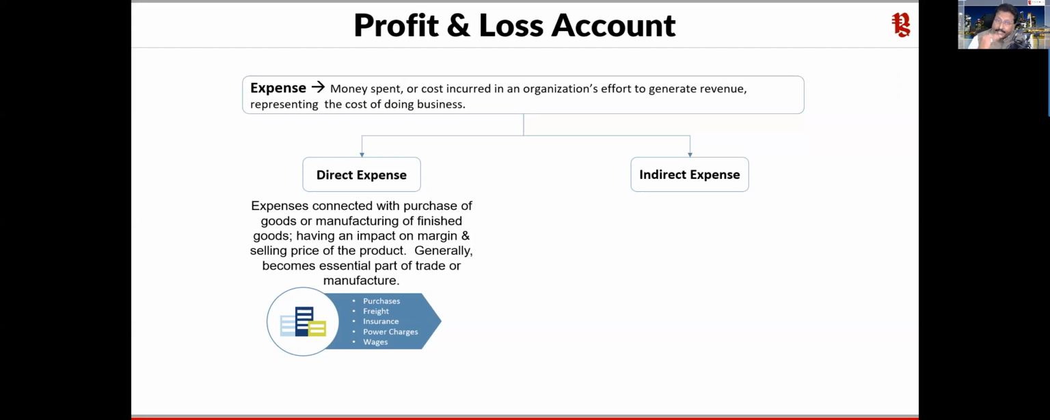Okay. Freight. So what is this freight? Now I'll give you an example. It is very important for us to understand. The criteria says very clearly that this is going to impact your margin or your selling price, right? So let me give an example.